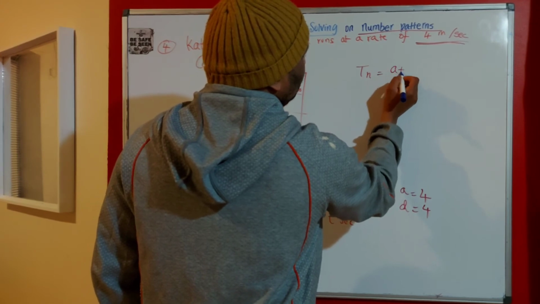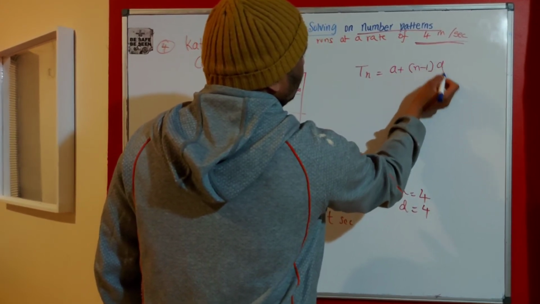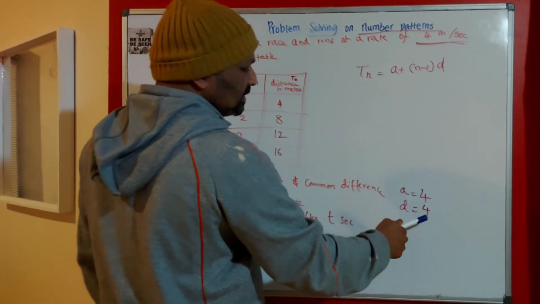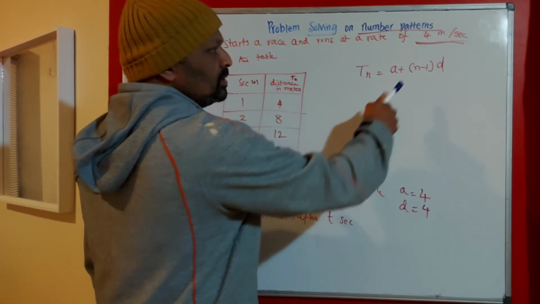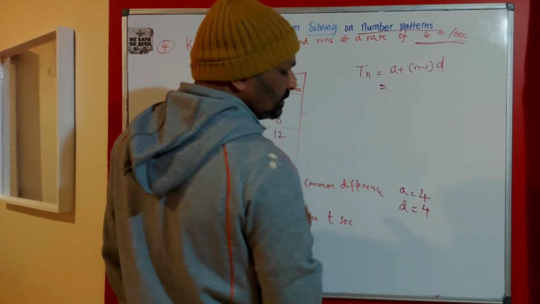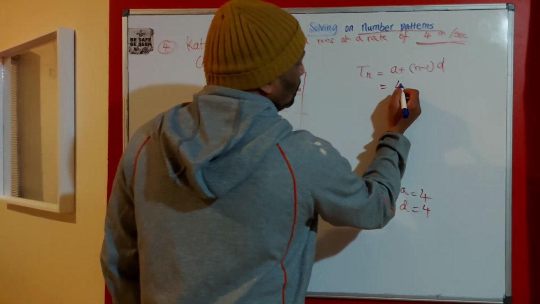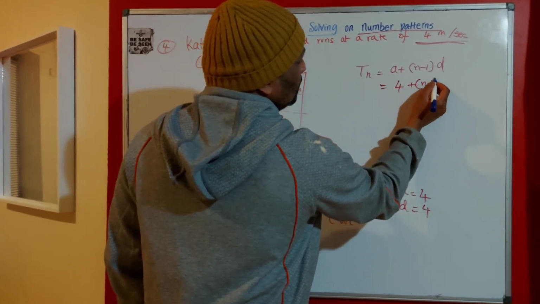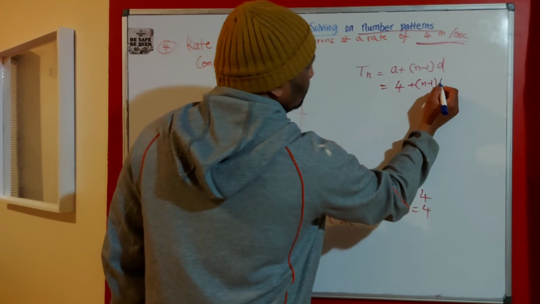Dn is equal to a plus n minus 1 into d. What is a? 4. What is d? 4. You need to find out the general term using these two values. A, I replace with 4, plus n minus 1 into d. What is d? d is 4.